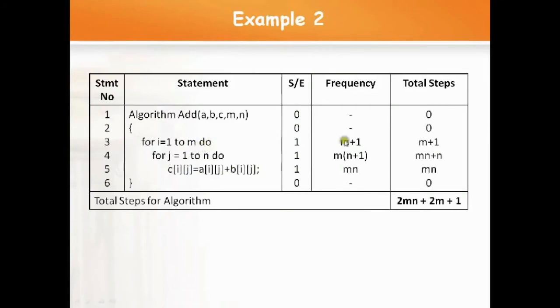For i is equal to 1 to m, this loop executes m plus 1 times, and the body of the loop, both statements, will execute m times. But in the body, there is another loop, for j is equal to 1 to n. It also executes n plus 1 times. Its body, c of ij, will execute n times. Hence, the total will be 2mn plus 2m plus 1 steps.